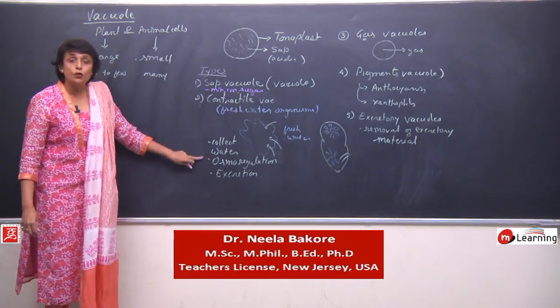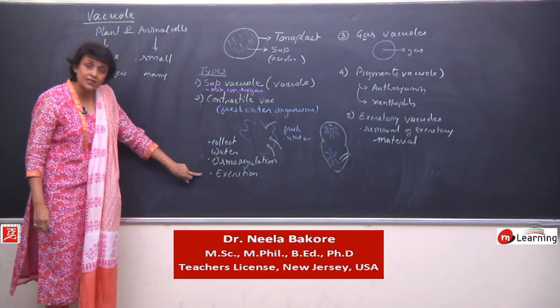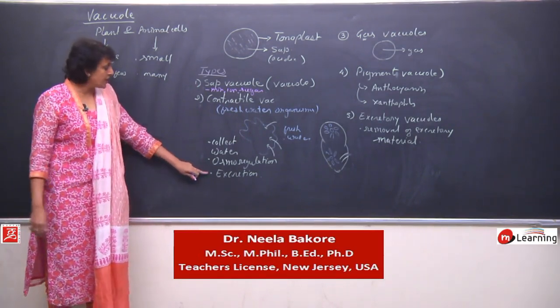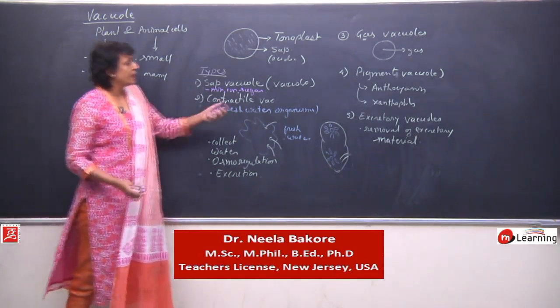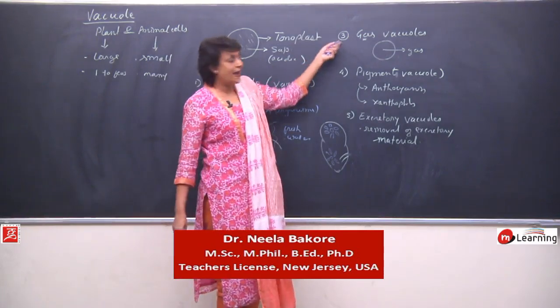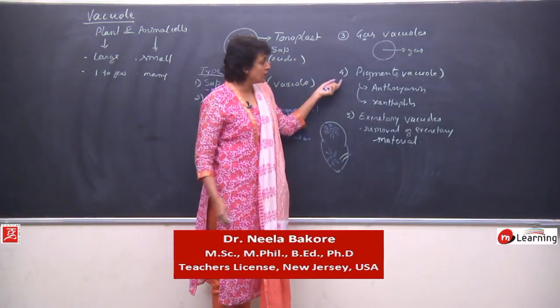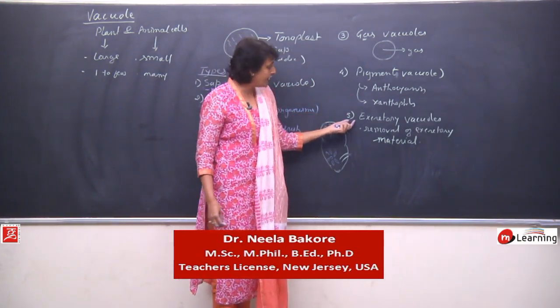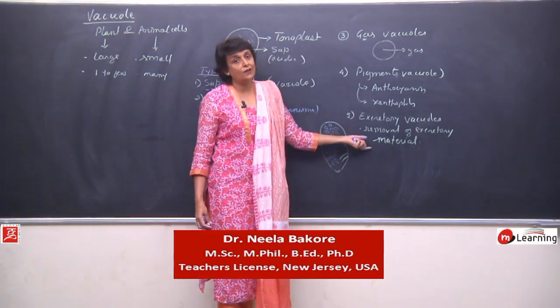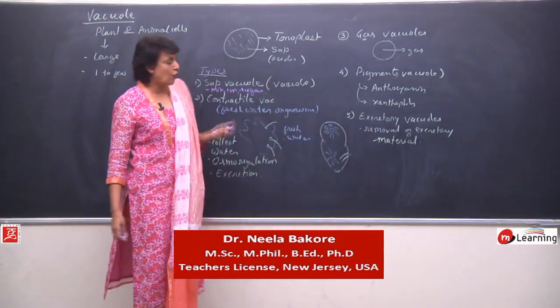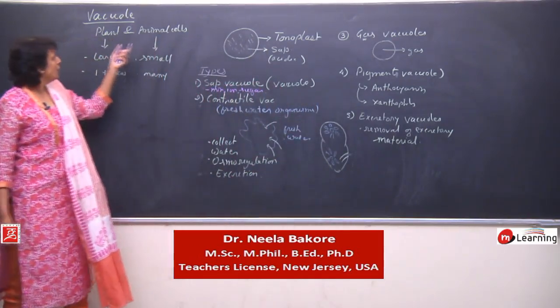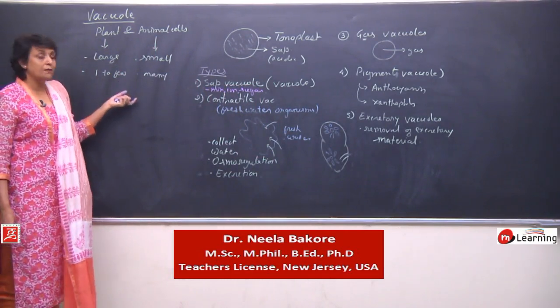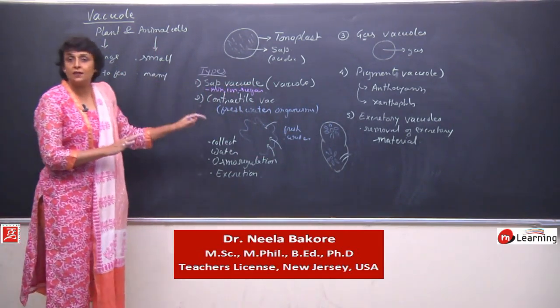Contractile vacuoles remove all extra water plus some excretory material gets also removed. Gas vacuoles provide buoyancy. Pigment vacuoles store pigment, so provide that particular color to the part of the plant. Excretory vacuoles are going to help in removal of all the excretory material. So vacuole, a simple membrane bound structure, and very basic things about it.